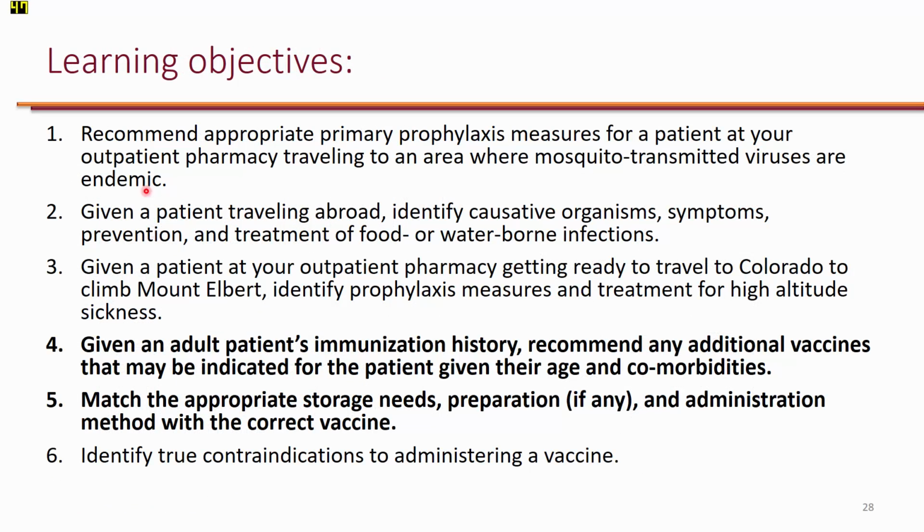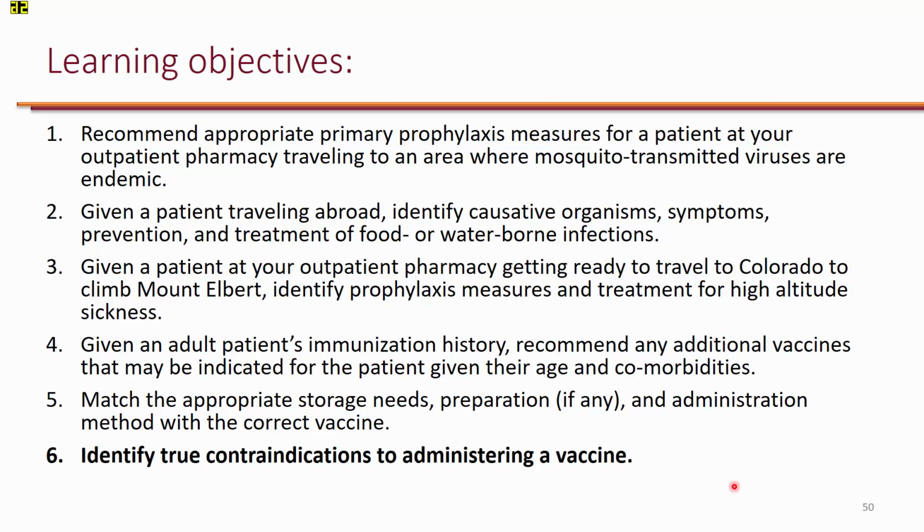The next two learning objectives, objectives 4 and 5, are pretty self-explanatory, so I let you review them on your own. Our last learning objective is identify true contraindications to administering a vaccine.